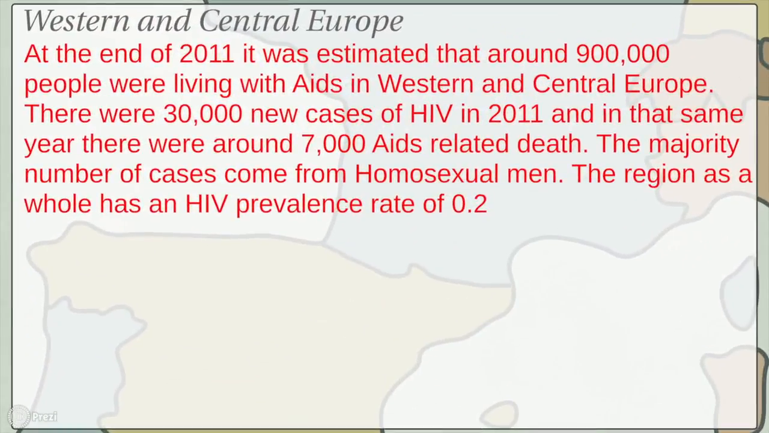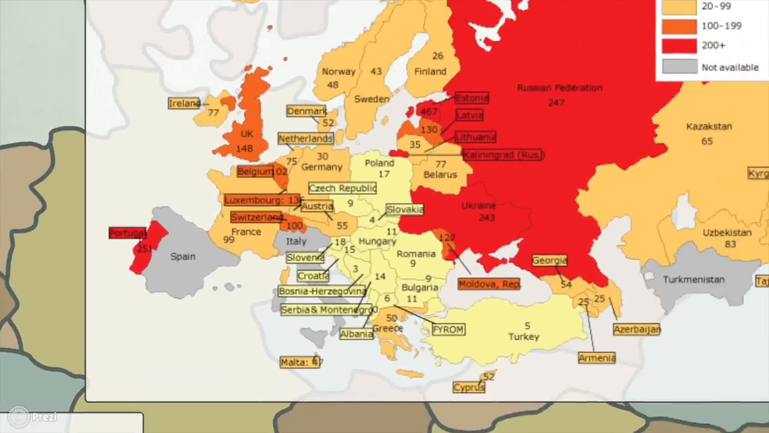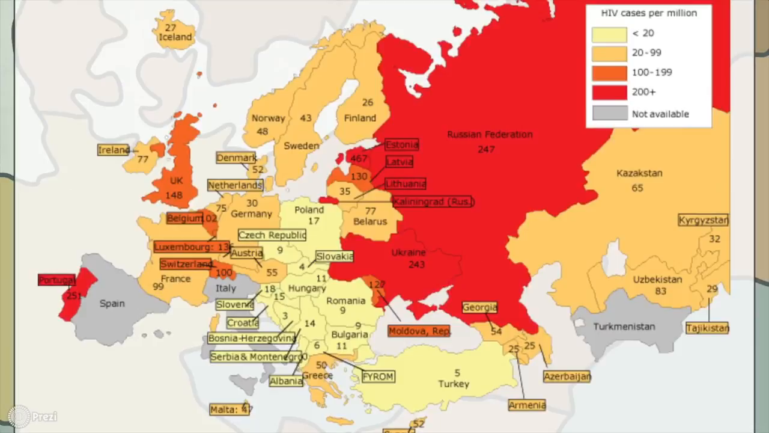At the end of 2011, it was estimated that around 900,000 people were living with AIDS in Western and Central Europe. There were 30,000 new cases of HIV in 2011, and at that same time, there were around 7,000 AIDS-related deaths. The majority of cases come from homosexual men. The region, as a whole, has an HIV prevalence rate of 0.2%.